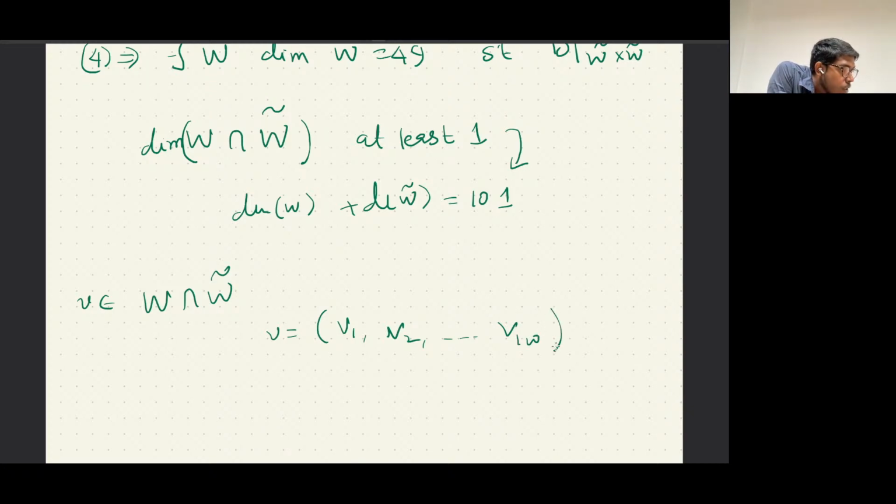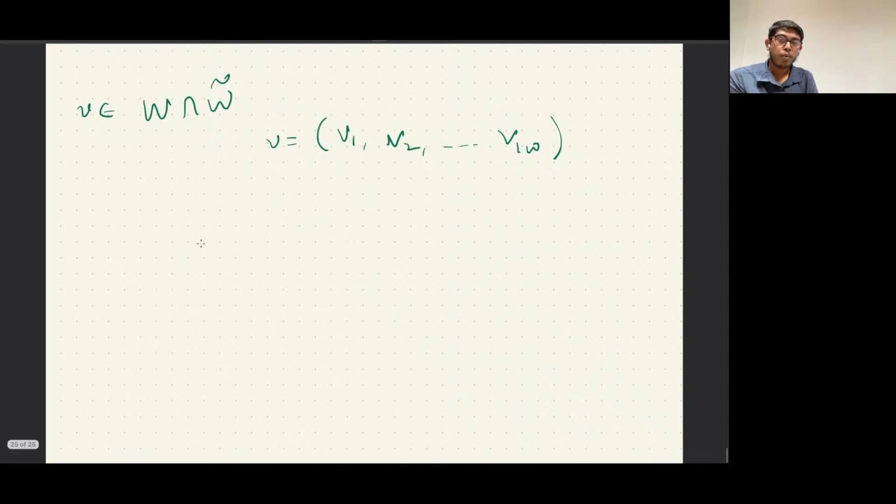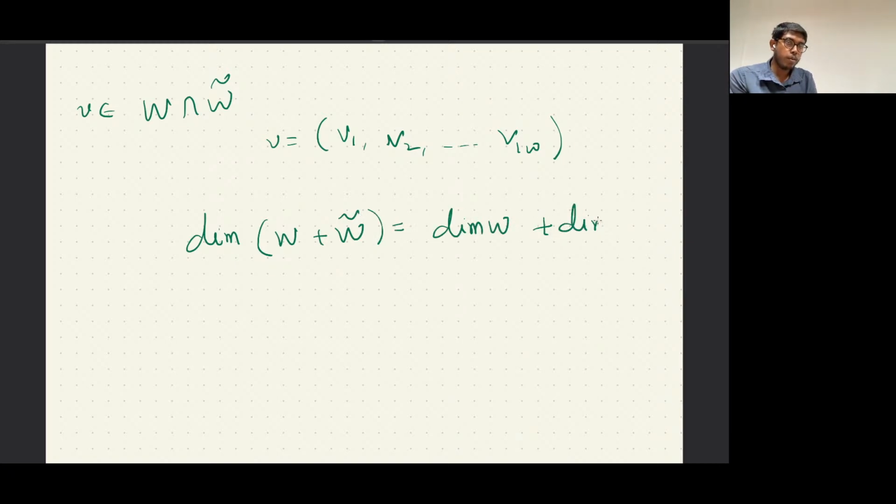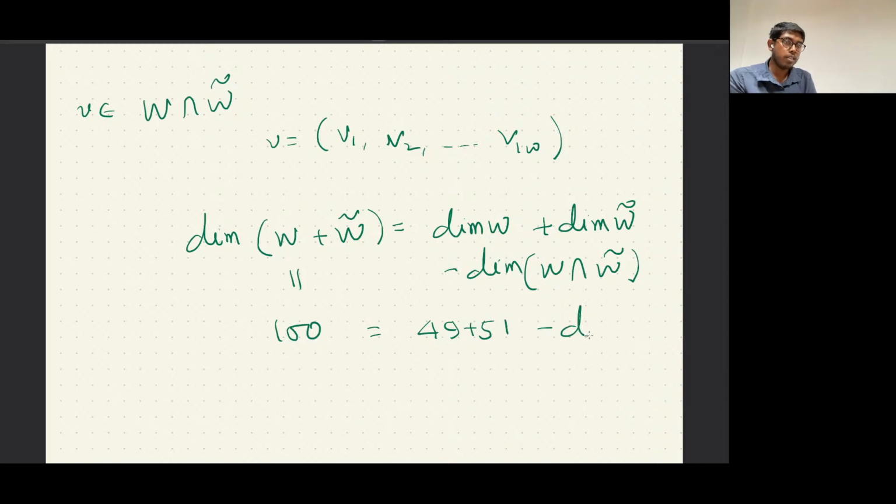How is it 101? Isn't it 100? No, see, what is the dimension of W plus W tilde? This equals the dimension of W plus the dimension of W tilde minus the dimension of the intersection. So this is 100, and this is 49 plus 51 minus the dimension of the intersection. This is 101, so the intersection has to be 1.